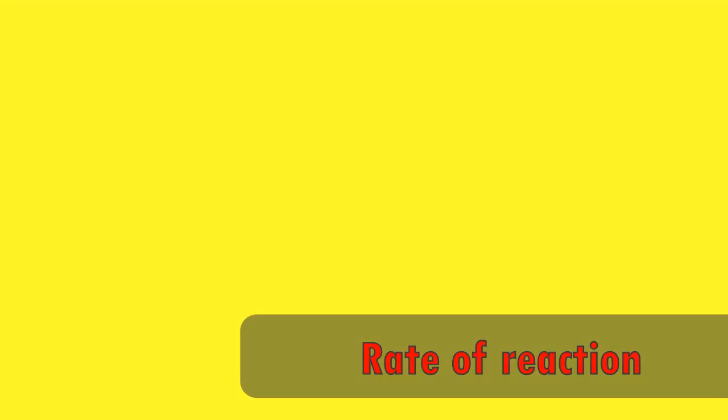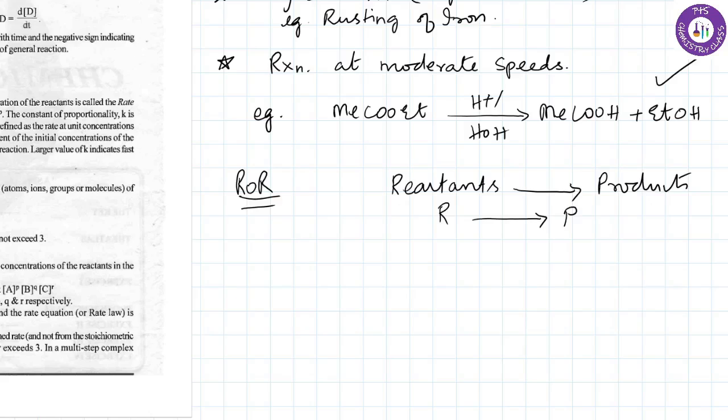Any reaction. If you consider a reaction like this, you can put it as R giving P. So how do we measure the rate? Rate of the reaction, either we can say, is a decrease in the concentration of R with respect to time.